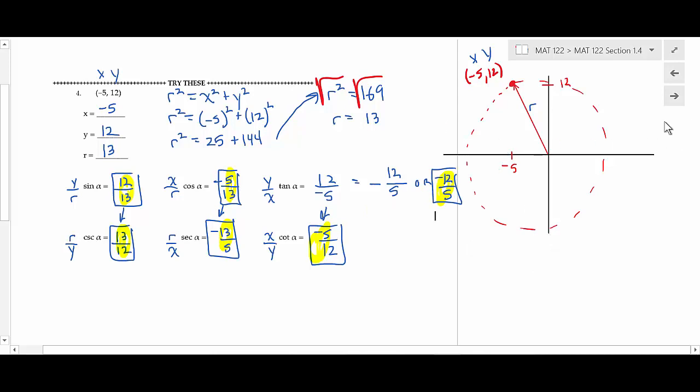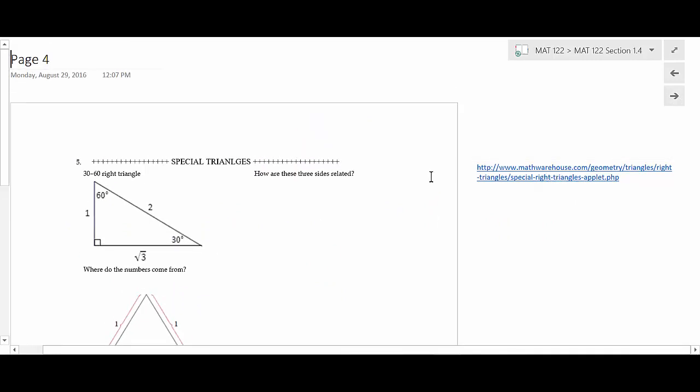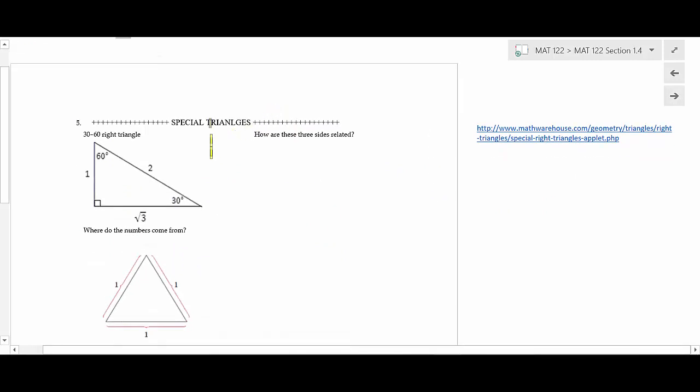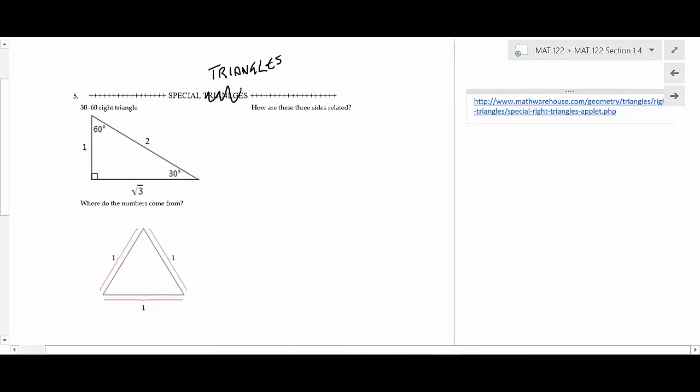Okay, all right, so let's move on to the next page. And now we're going to look at triangles. First thing I notice is I didn't spell triangles right. Okay, so that should be like this. So what we're going to do is begin to look at some special triangles for a few minutes here. And I'm going to show you two types of triangles. We're going to start with what we call a 30-60 right triangle.